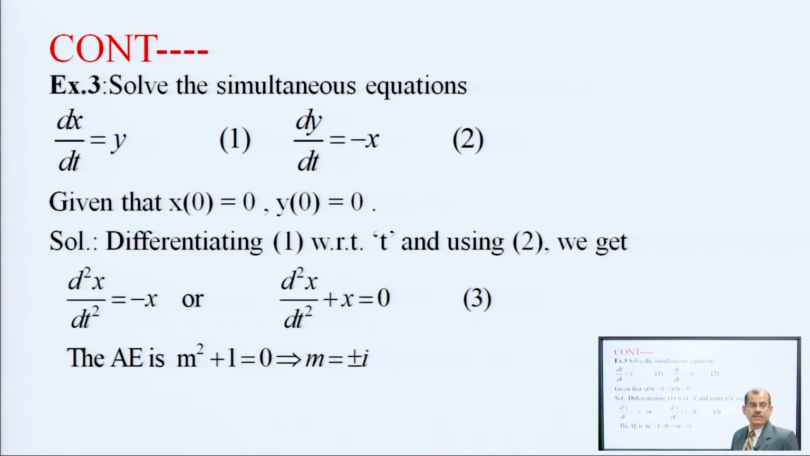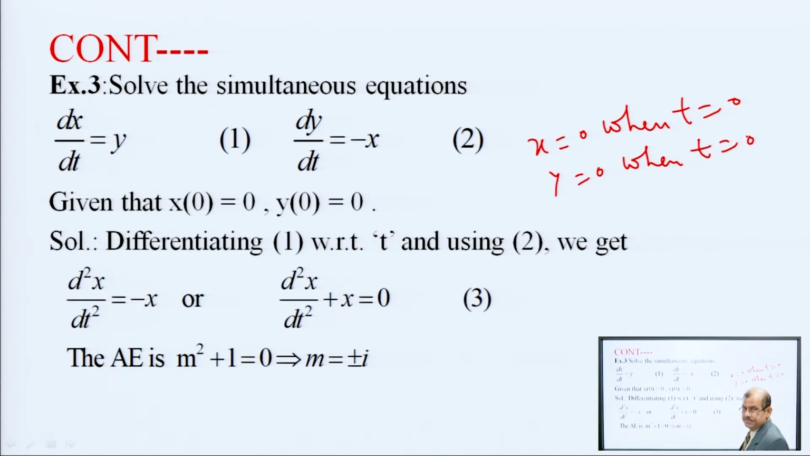Solve the simultaneous equation dx by dt is equal to y and dy by dt is equal to minus x, given that x(0) is equal to 0 and y(0) is equal to 0. This means x is equal to 0 when t is equal to 0, and y is equal to 0 when t is equal to 0.